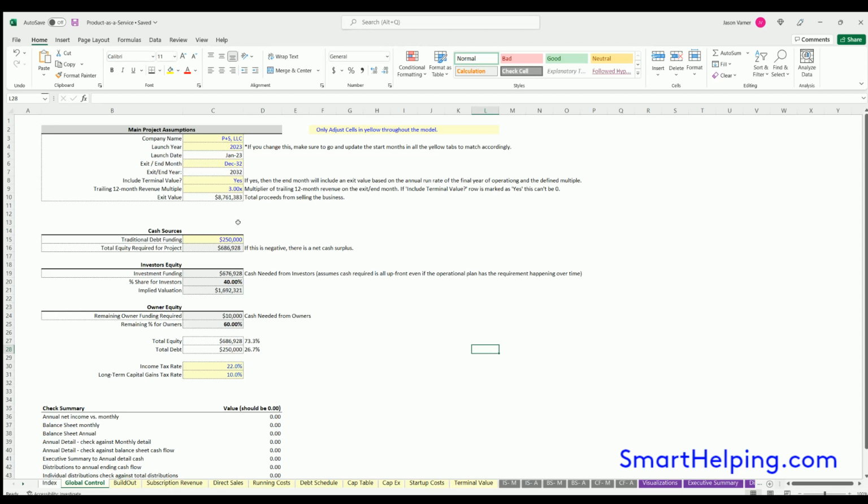And what I'll do here is give you an overview of the template and how every tab works. So the first tab, global control here, we're just going to define some assumptions about the product as a service model or business. And actually, before we get into it, product as a service simply means you're acquiring manufacturing products, and instead of directly selling them, you're selling a subscription to them or to the benefit of them.